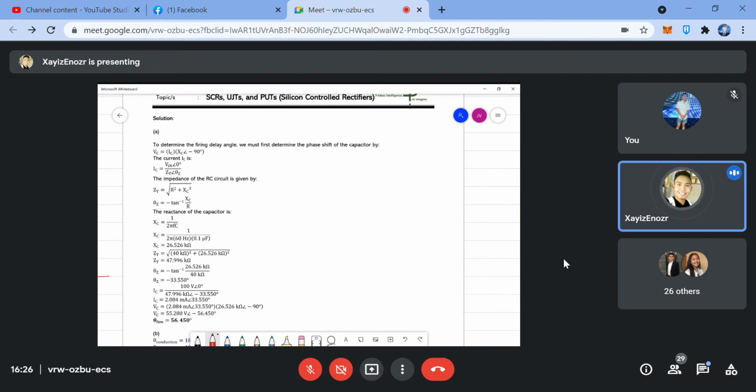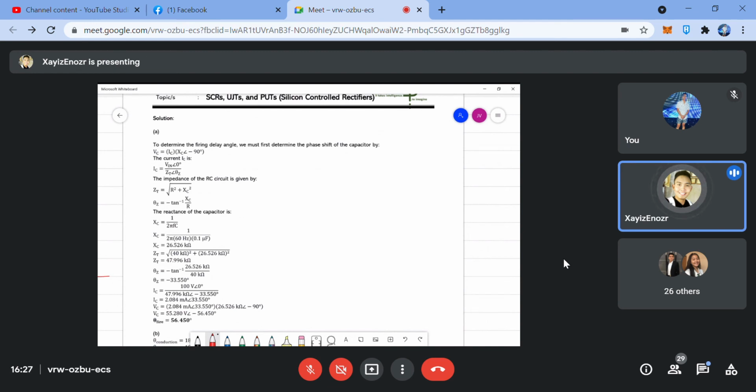Okay, to determine the firing delay angle, we must first determine the phase shift of the capacitor. So determine the phase shift ng capacitor by this formula. VC is equal to IC times XC angle negative 90 degrees. Okay, kung ano yung magiging resulting angle nito, yun yung phase shift. So to find the current, IC is equal to V angle 0 all over ZT angle theta Z. So, ito yung mga formulas.